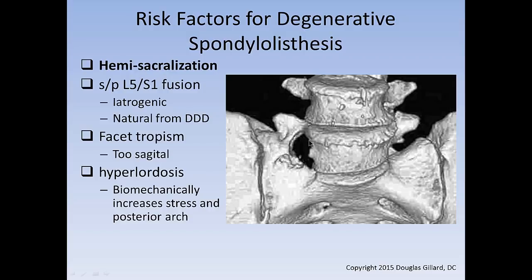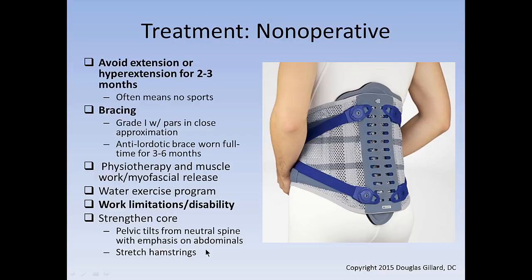Hemisacralization. We've talked about this before. It's a nice picture of a unilateral spatulated transverse process, hemilateral sacralization of L5. Facet tropism, hyperlordosis. I would know this slide. These are some risk factors for the development of a degenerative spondylolisthesis. And status post fusion, right? You have an iatrogenic slip that can overload the facets.